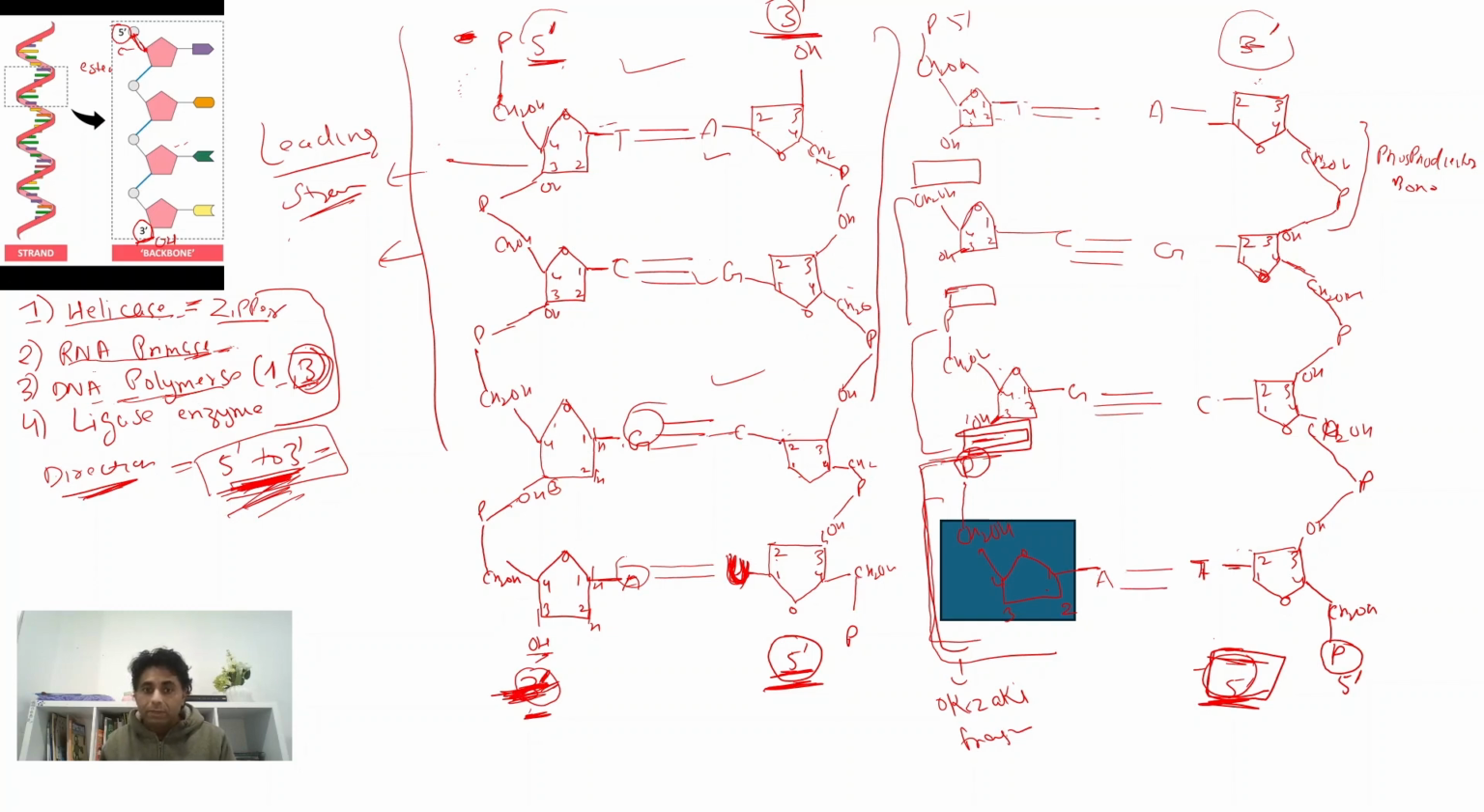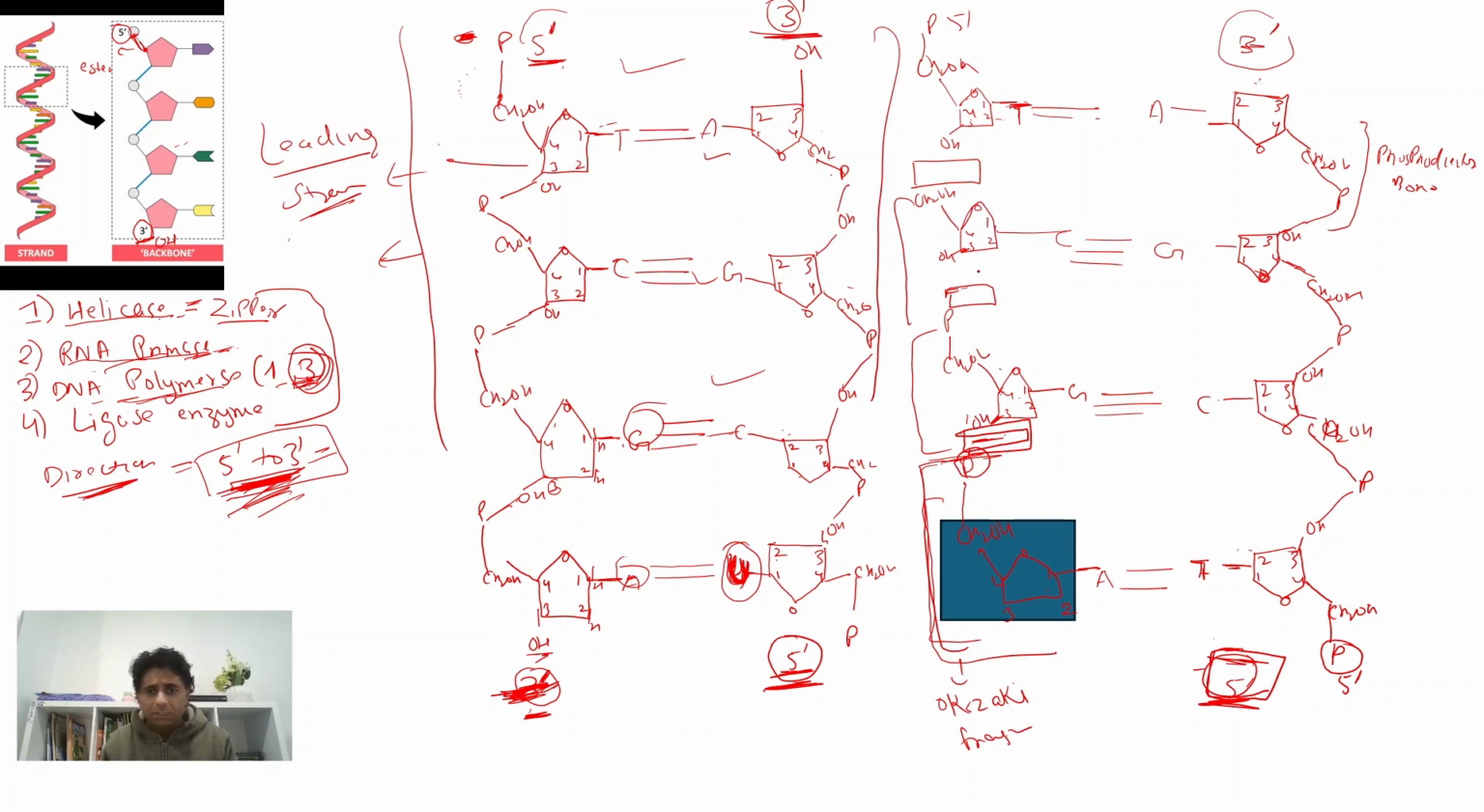So here is the mistake. Where is the mistake? U is here. Anywhere we can see the U. G with the C. But on this side, A with the T, because the RNA primer just starts initiating the action by building up the strand, and it builds up a couple of nucleotides, and then DNA polymerase 3 comes and builds up the rest of the strand.